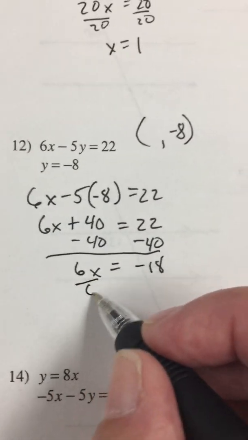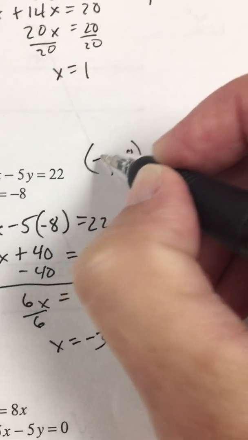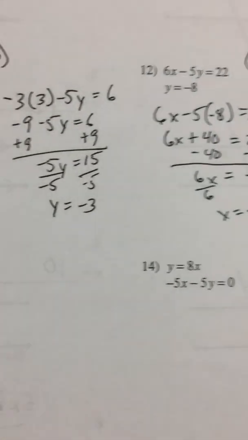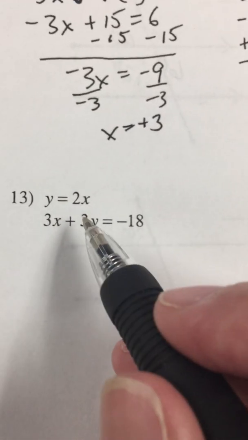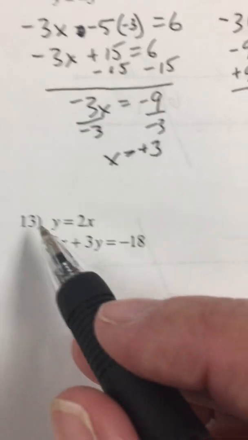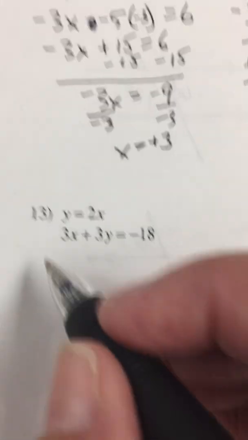Okay, so divide by 6, and of course x is equal to negative 3. So now x is negative 3, and we already know the y is negative 8. That's the point where the two intersect. Again, two equations. I want to know where they intersect. I'm solving the systems of equations. Since one of the equations is already in y equals format, it's easy to take that piece and just plug it in for the y.